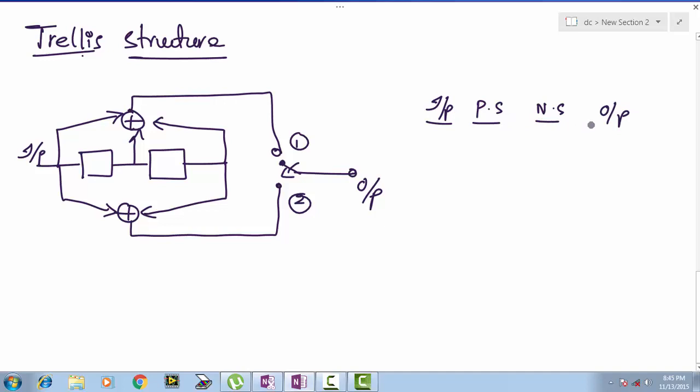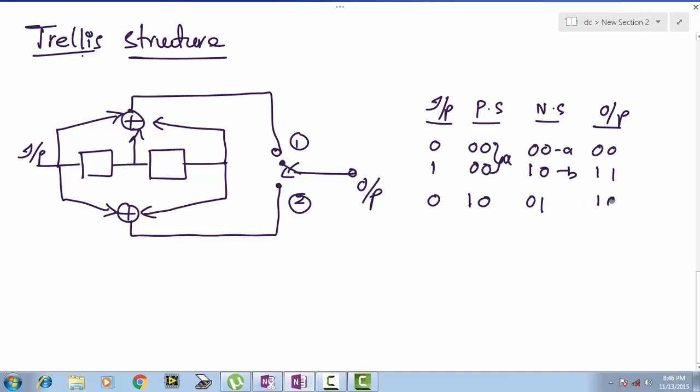We need to consider the present state 0 0 with input 0, next state will be 0 0, output is 0 0. Again same state, input 1, next state will be 1 0, output 1 1. So this is A and this is A, this is B. And next we need to consider state B, which is 1 0 with input of 0. So next state will be 0 1, and output will be 1 0, and with 1 0 present state with input 1, next state will be 1 1, output will be 0 1. This is state B, this is C and D.